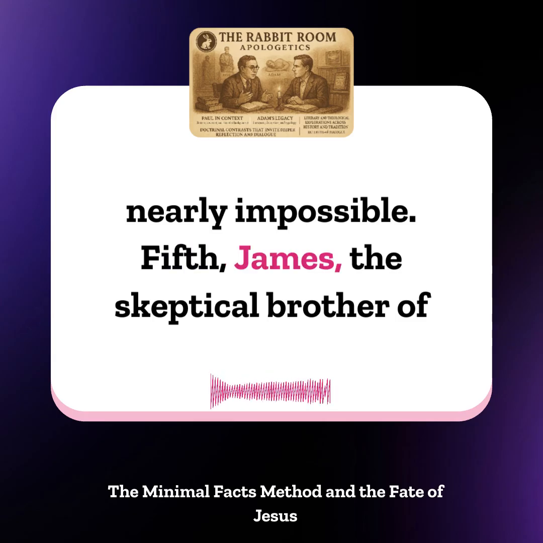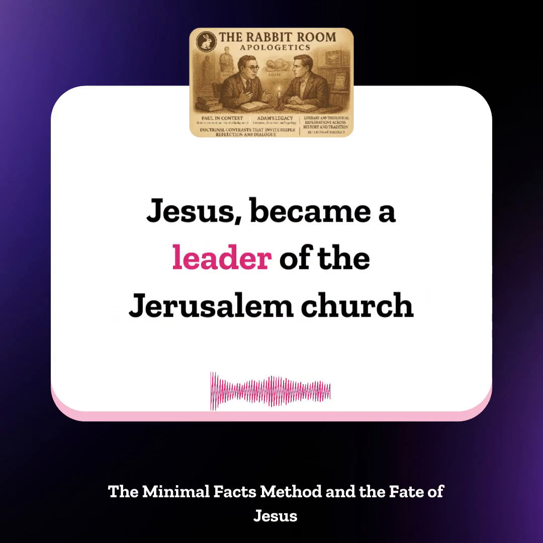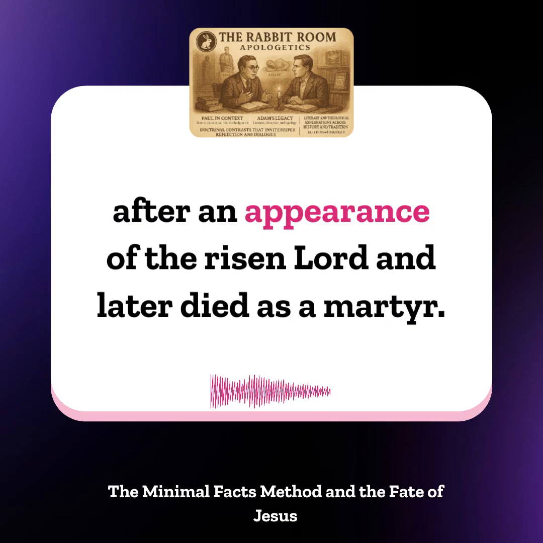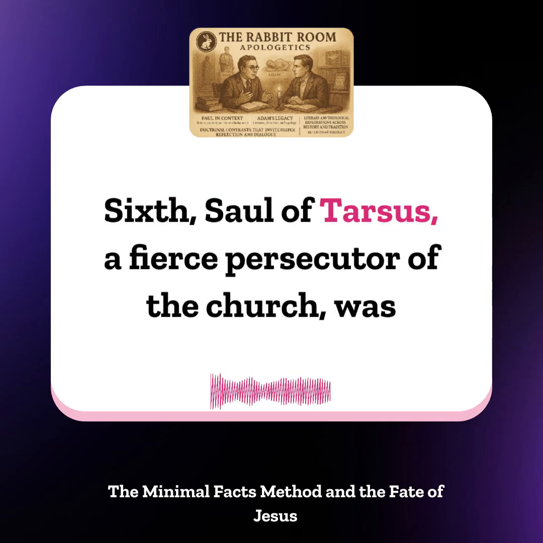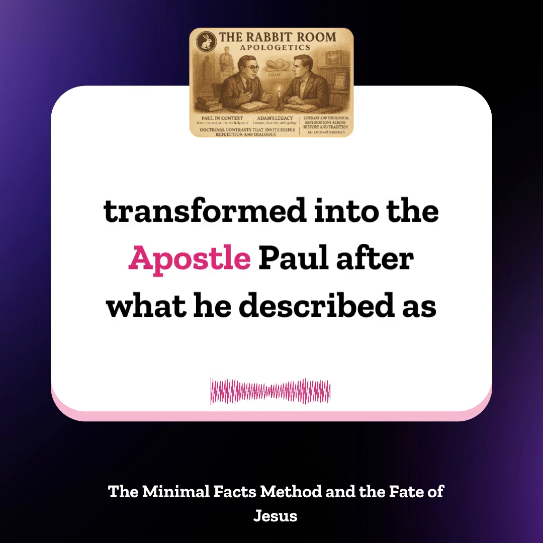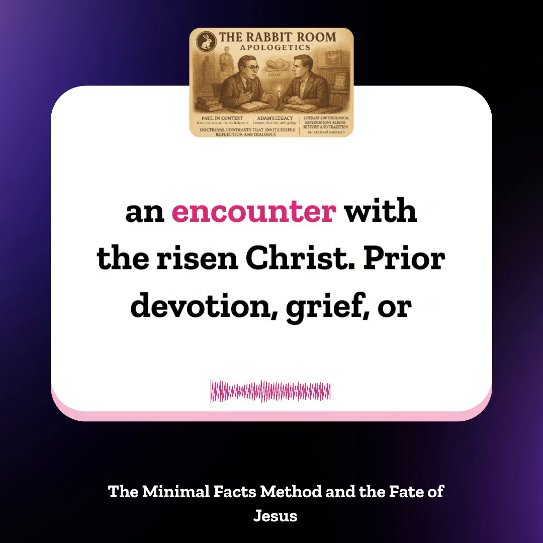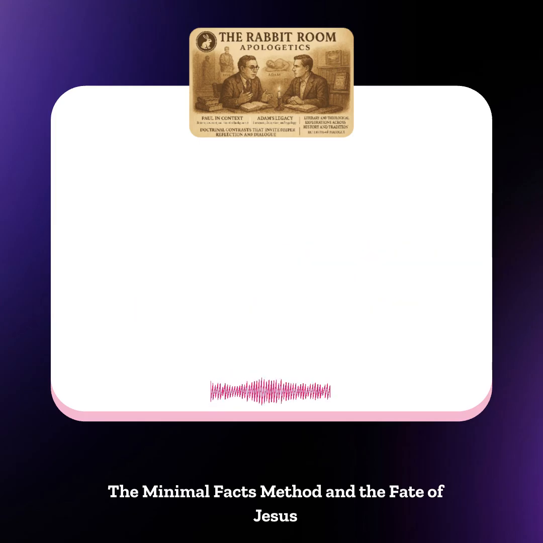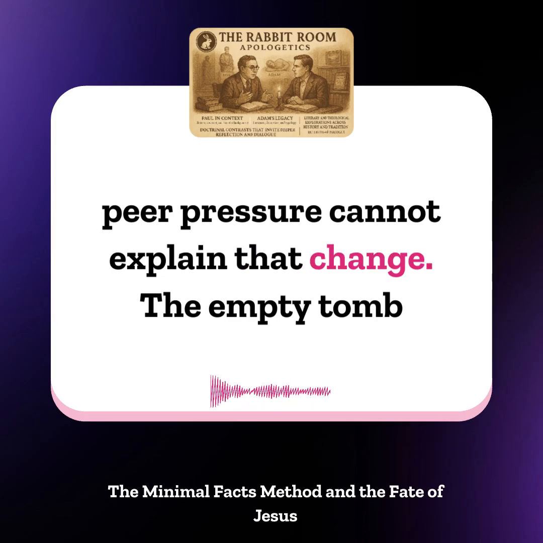Fifth, James, the skeptical brother of Jesus, became a leader of the Jerusalem church after an appearance of the risen Lord and later died as a martyr. Sixth, Saul of Tarsus, a fierce persecutor of the church, was transformed into the Apostle Paul after what he described as an encounter with the risen Christ. Prior devotion, grief, or peer pressure cannot explain that change.